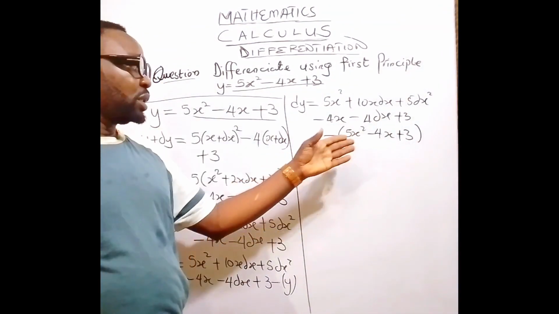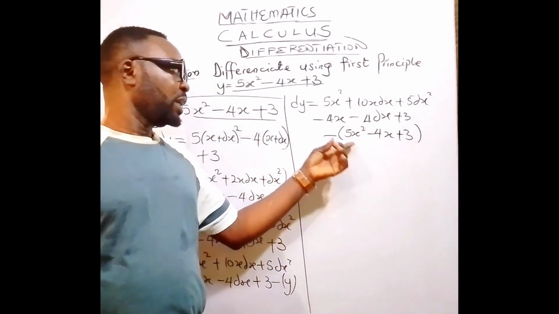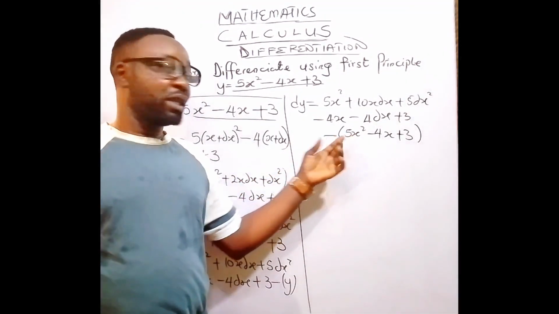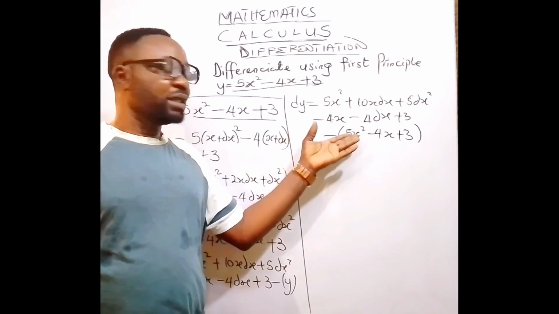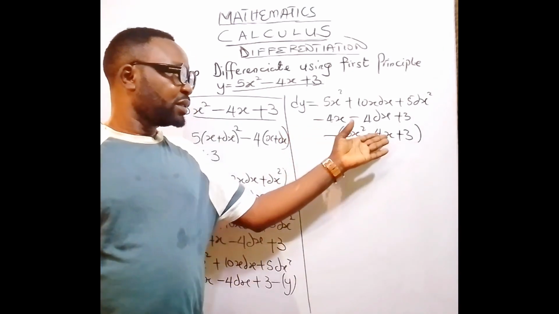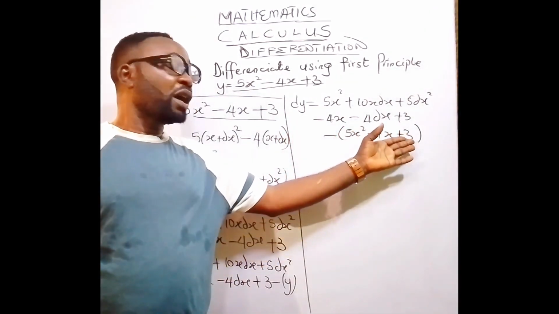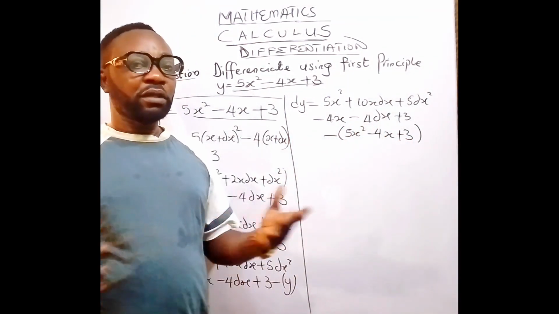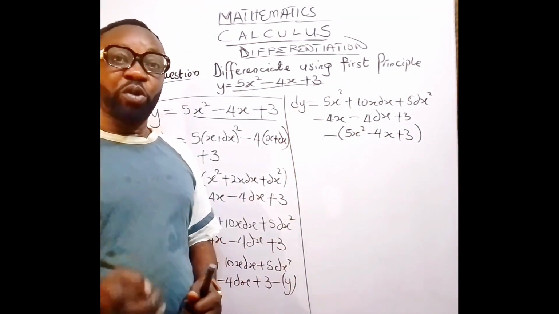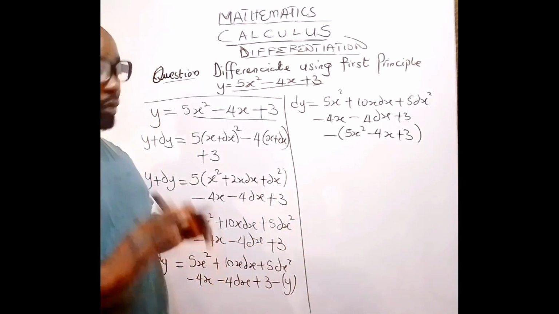Why? Because if you do not open up the bracket for it, it is only this 5x squared that is going to have the effect of this negative value here. Whereas this one will not have effect. At the end of the day, the remaining solution to your question will be wrong. So take note of that step.